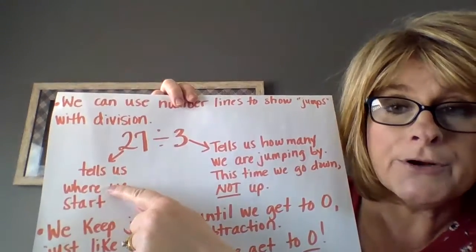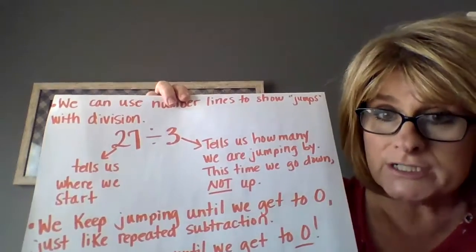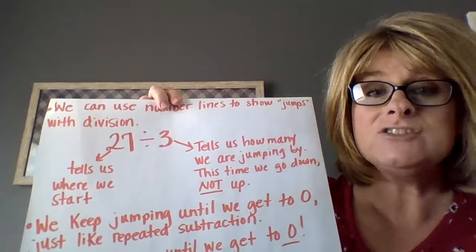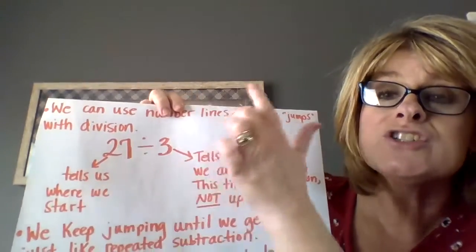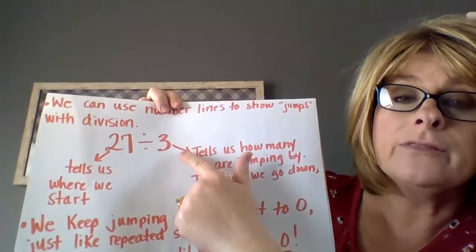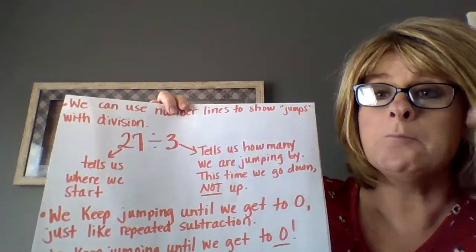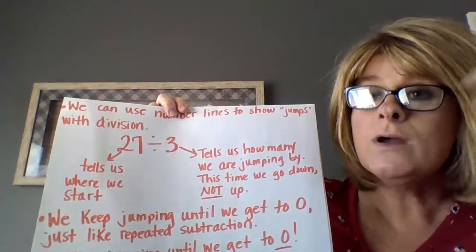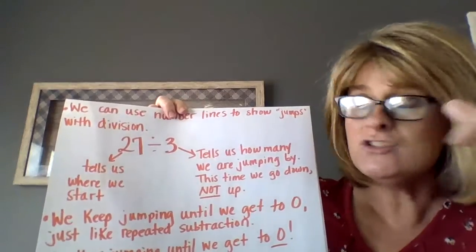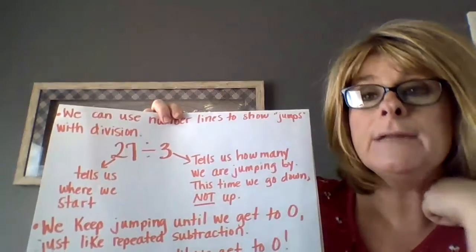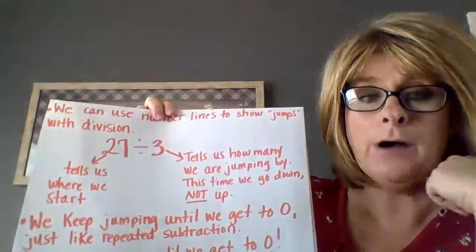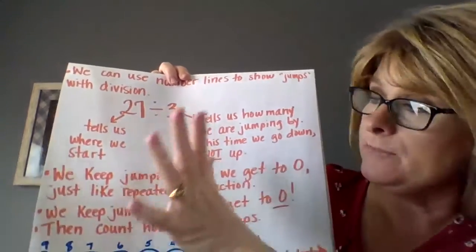That first number tells us where we start, whereas with multiplication, it told us how many jumps. This one tells us where to start, and I'll show you this in just a moment. Divided by 3, the 3 tells us what we're jumping by, or how many. So that's the same. In multiplication, that number tells us how many are in each jump, and this number tells us how many are in each jump for division as well. So that's nice. That means the same thing in both.